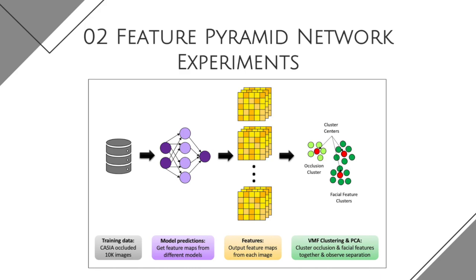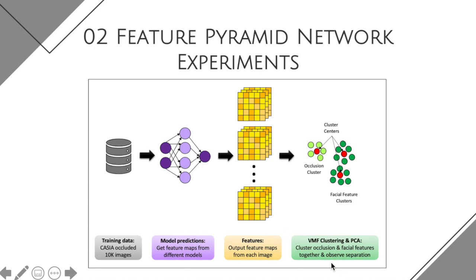These refer to occlusions that are placed on the face as they would be used practically. Next, we get model predictions from different kinds of models and get feature maps as outputs. Again, from these features, we can cluster these features separately using vMF clustering, which is a spherical clustering method, and then visualize these clusters using PCA. PCA is required since these features are actually high dimensional as they come out of the CNN model. Therefore, to visualize them in a 2D plane, we need principal component analysis.